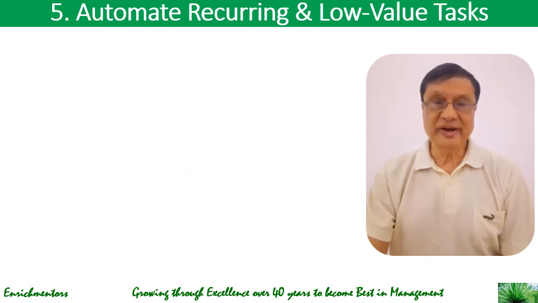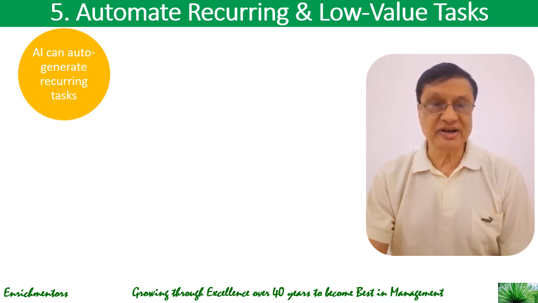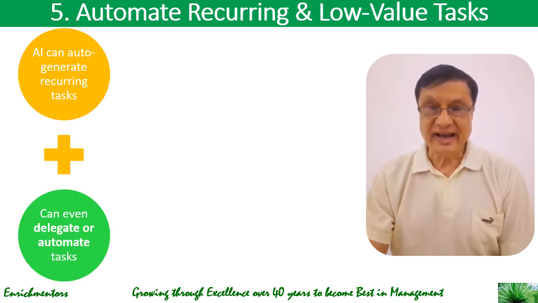Or you can also automate recurring and low-value tasks. AI can auto-generate recurring tasks, right? And can even delegate or automate tasks in terms of drafting emails, booking meetings, and pulling data reports. The recurring tasks which it can auto-generate, which we talked about earlier, could be things like paying bills, sending weekly reports, and watering the plants, etc.